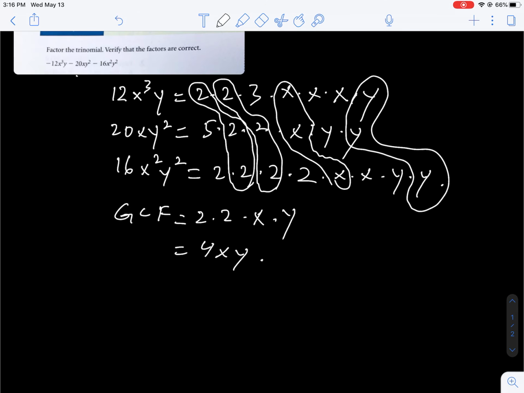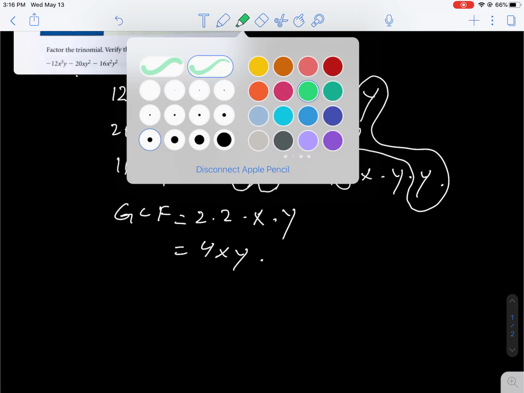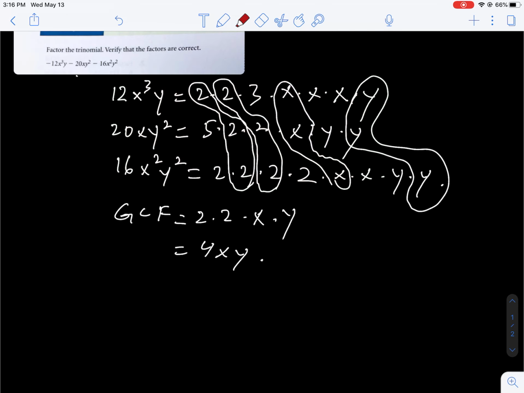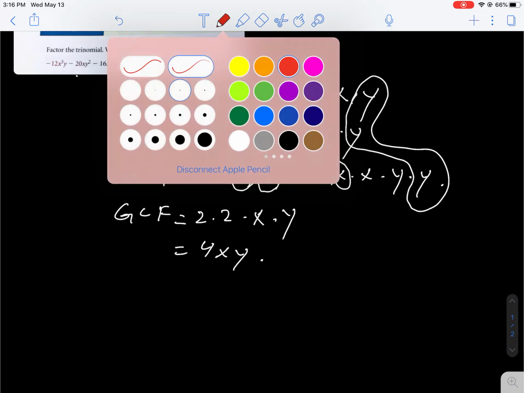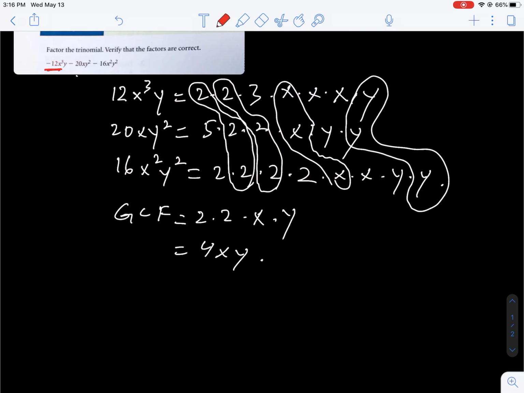Now we'll use this greatest common factor to factor the trinomial that is given above. Because minus is, if you look at this, and let me use a highlighter, minus is common to all 3. So minus 12x cubed, let me use a red ink, it is minus 12x cubed y minus 20xy squared minus 16x squared y squared. So it is common to all 3. So what we'll do is we'll use minus and then 4xy, which is our greatest common factor, in parentheses.